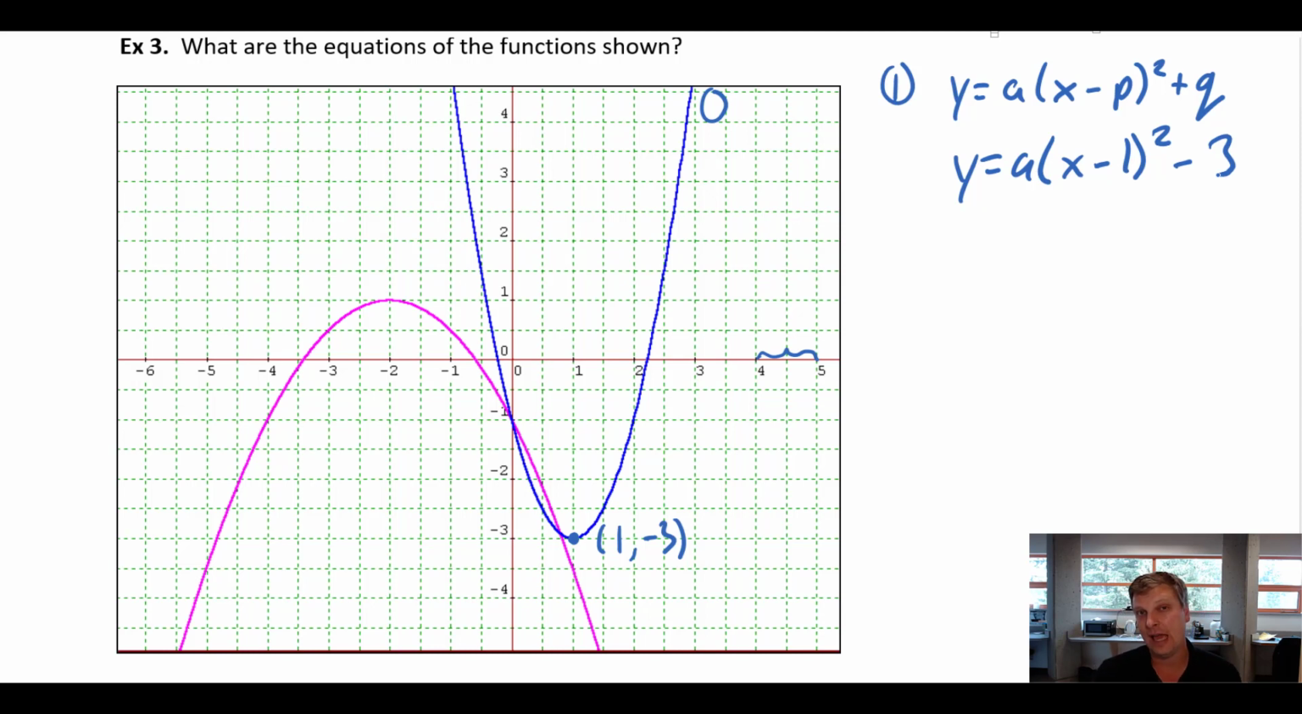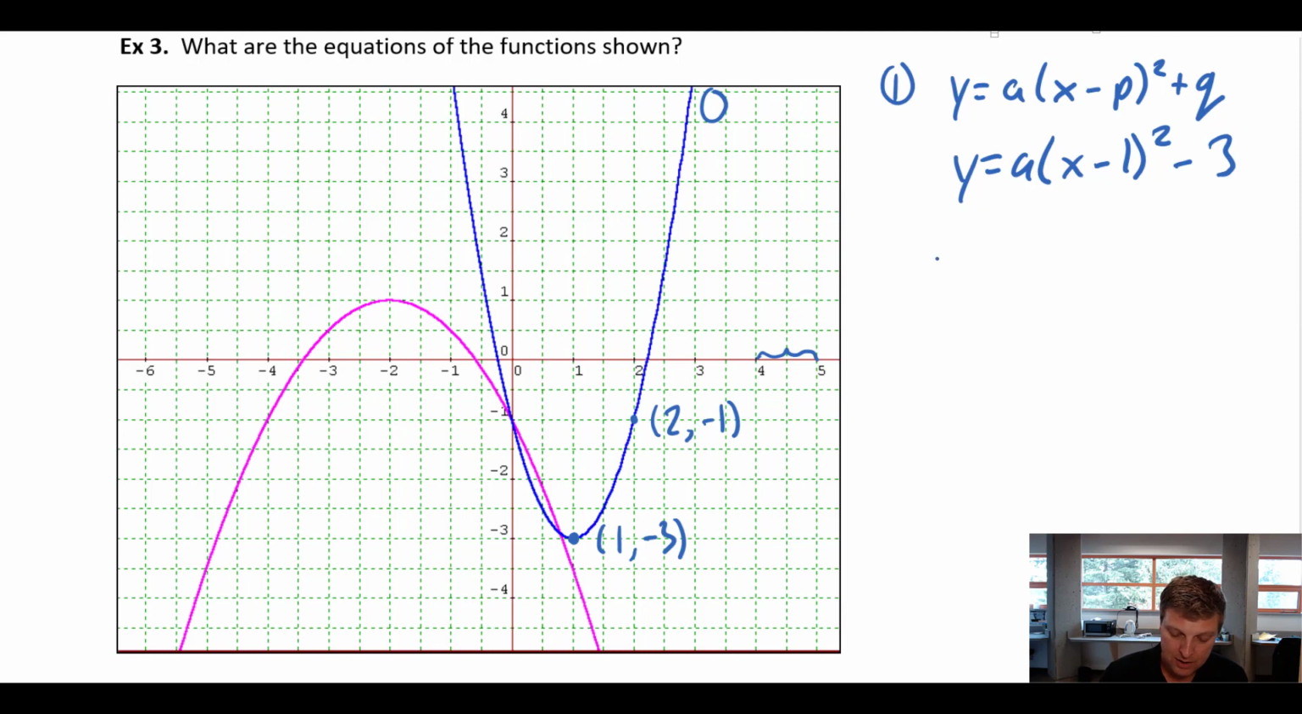But I don't know the a value, and it's hard to just look at it and know whether it's been stretched or compressed. So the simplest way to do that is to identify at least one other point. So you can see here, if I look at a point where it crosses, like maybe this point right here, that point is located at (2, -1). Since I know it goes through that point, and I know everything here except for my a value, I could substitute in the x and y values and then solve for a and see what I get.